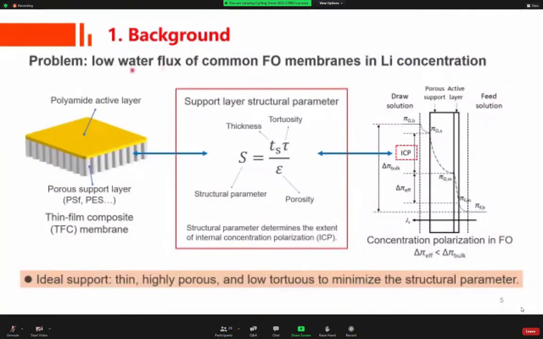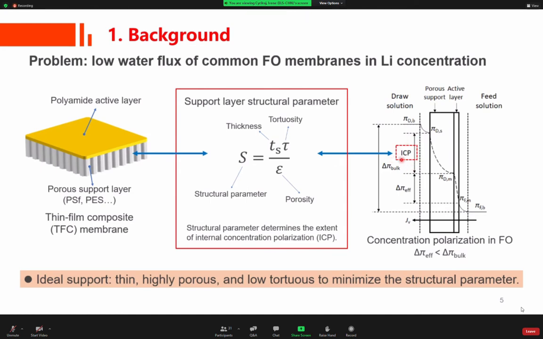However, the problem is that common FO membranes show very low water flux in concentrating lithium-enriched brine. Common FO membranes are thin film composite membranes comprising a dense, ultra-thin polyamide active layer and an underlying porous support layer, typically made of polysulfone. The structural parameter of the support layer is usually large, resulting in severe internal concentration polarization.